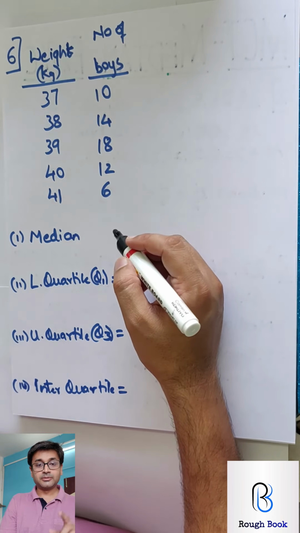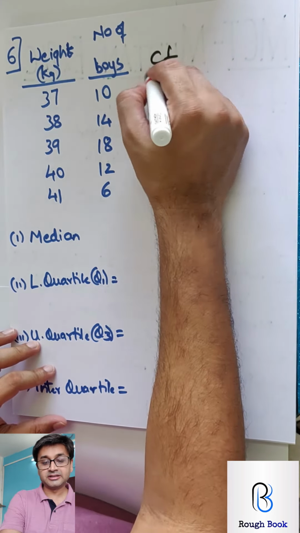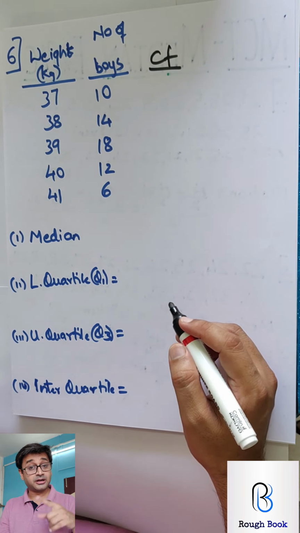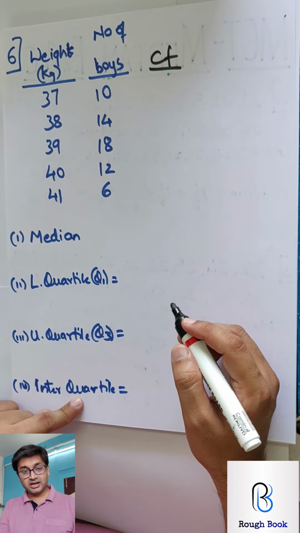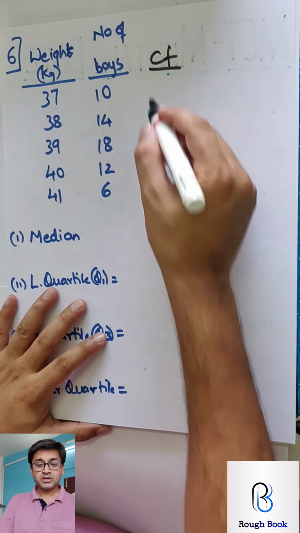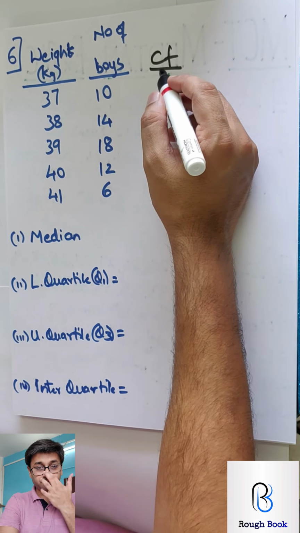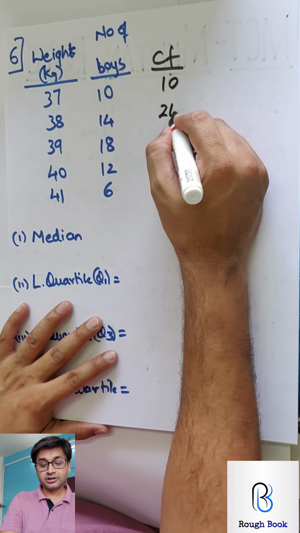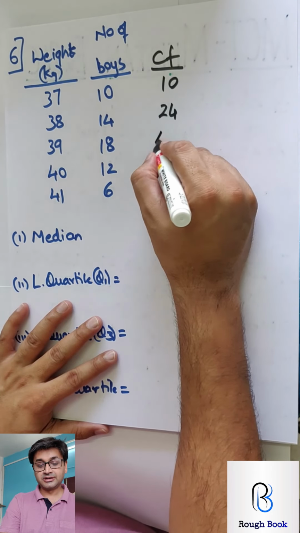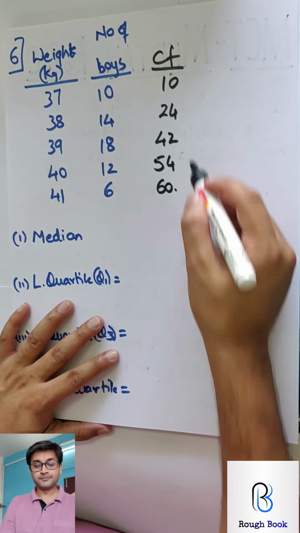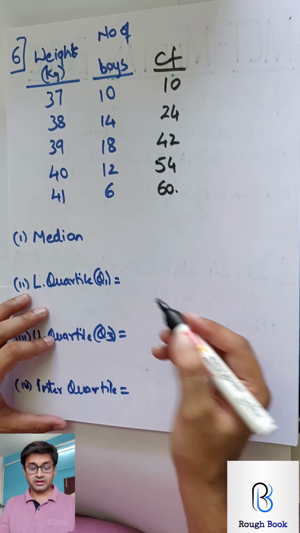So in the ungrouped table, the first thing you need to do is find the CF. If you don't find the CF, you straight away lose 2 marks. That's what happened last year in the boards. People got the answers, but they didn't do this CF and they lost 2 marks straight away. So CF, we already know what is cumulative frequency. We did that for ogive, if you remember. So 10 plus 14, 24. 24 plus 18, 42. 42 plus 12, 54 plus 6, 60. So now we've got all the CFs.